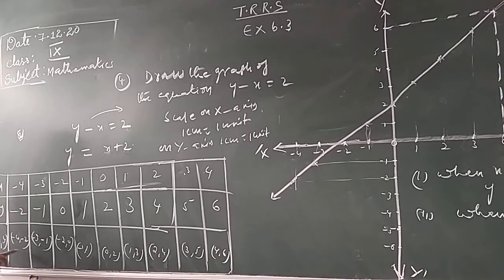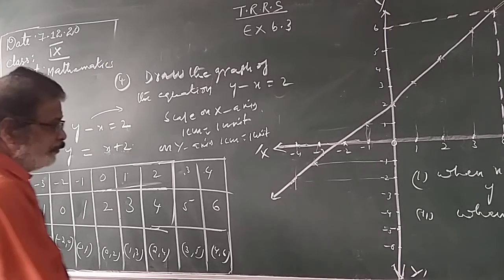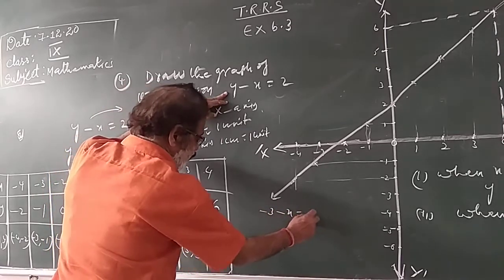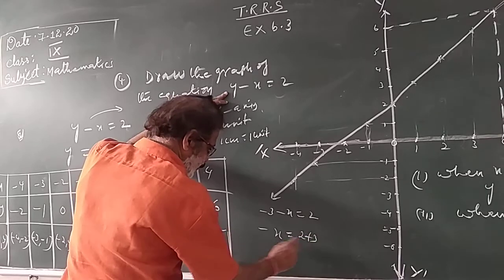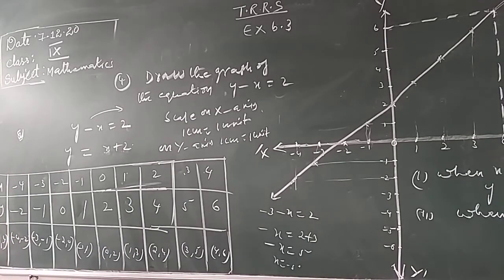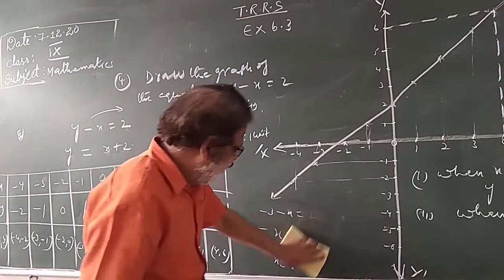Y equal to minus 3. Here y minus 3 is not there. Y value minus 3. It is substitute. Y is minus 3, minus x is equal to 2 plus 3. X is equal to minus 5. So x is equal to minus 5, you can take y minus 3.